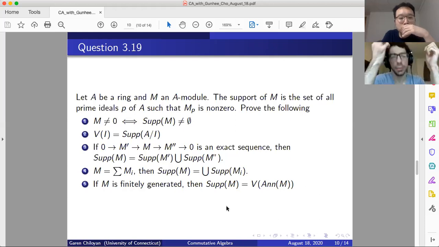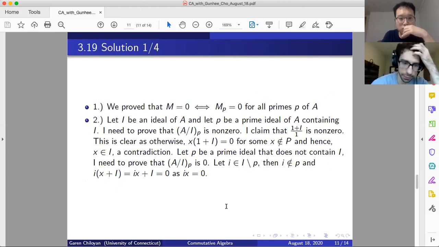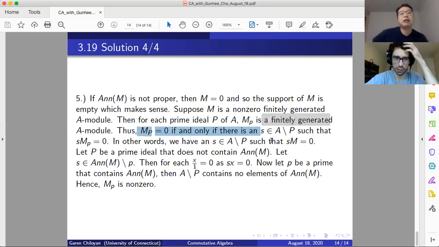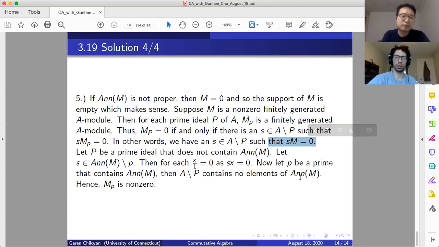So when did we use the finite generation condition? Good question. So this was a part of, I think, question number 1 in chapter 3. So this here, non-zero finitely generated. M sub P is 0 if and only if there's one S. Got it. Yeah, S sub M sub P. Yeah, thank you. And therefore, if and only if there's one S such that S M is 0. Yeah, thanks. Otherwise, it would not be so easy.